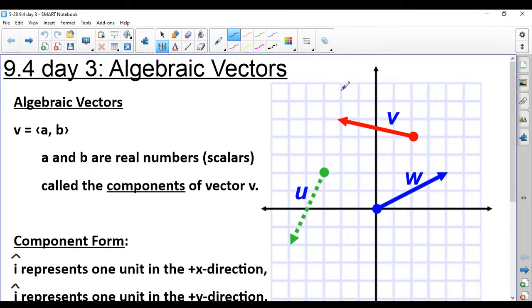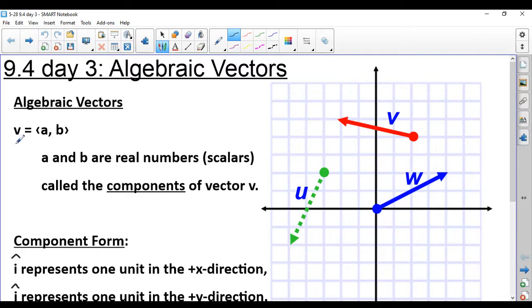Yesterday, we worked with geometric vectors, where we just look at a picture of the vector and see the magnitude and direction from there, and we can put it on a grid and count the magnitude and direction. We can also talk about algebraic vectors, where we put specific numbers on these vectors, and we don't need a picture to have an algebraic vector.